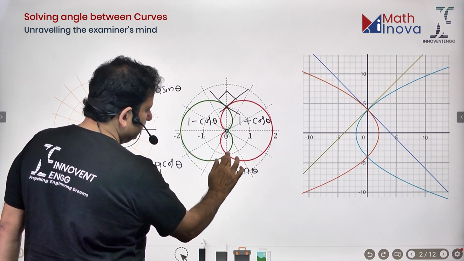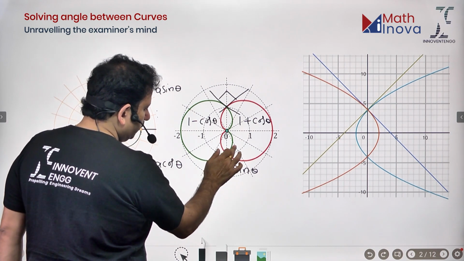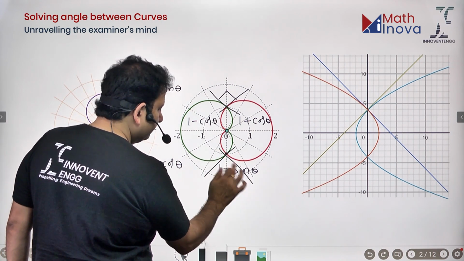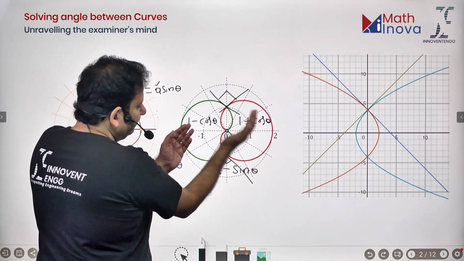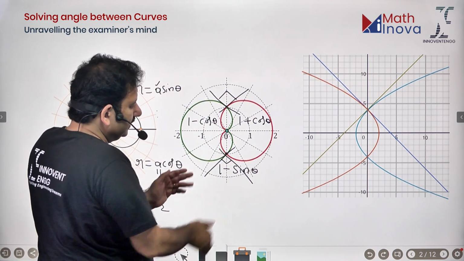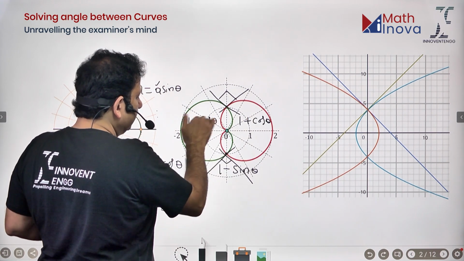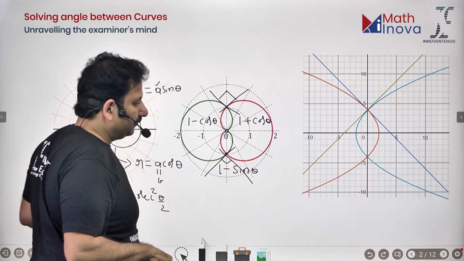That is, if I draw tangents at this particular point, it's going to be 90 degrees. Whether you draw here or whether you draw here, in both cases, the tangents invariably make an angle of 90 degrees. That is, the cardioid is flipped about the vertical axis. This is 1 plus cos theta and this is 1 minus cos theta.